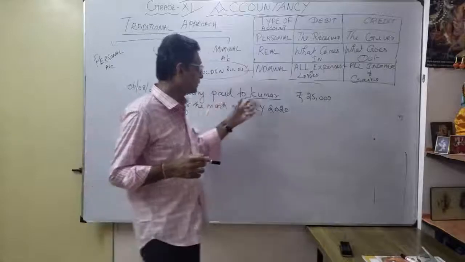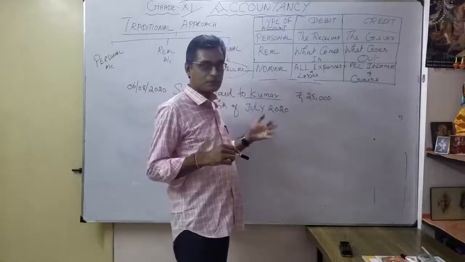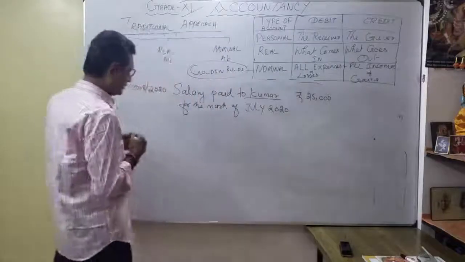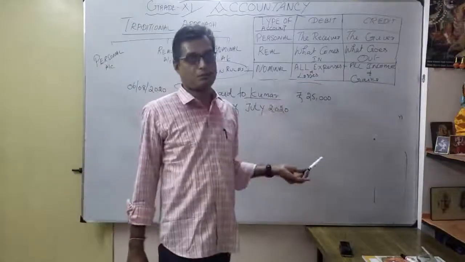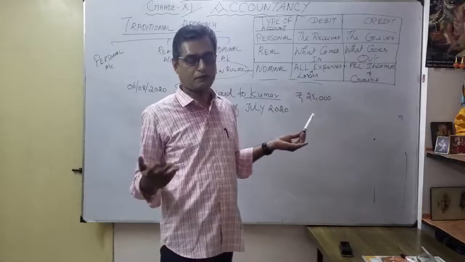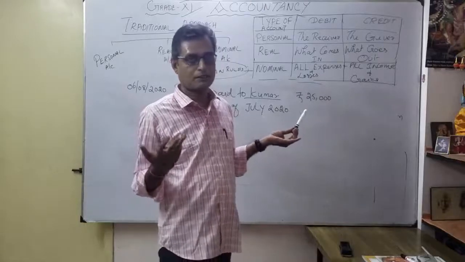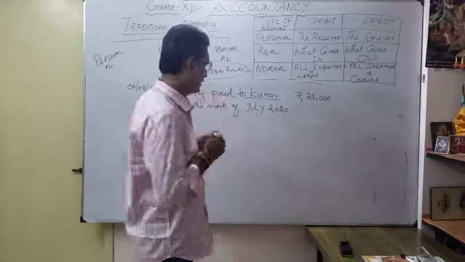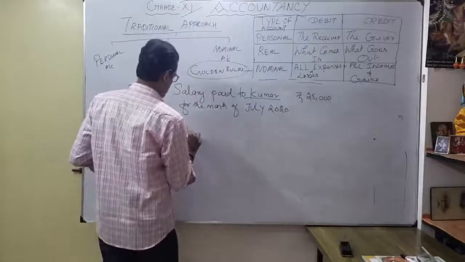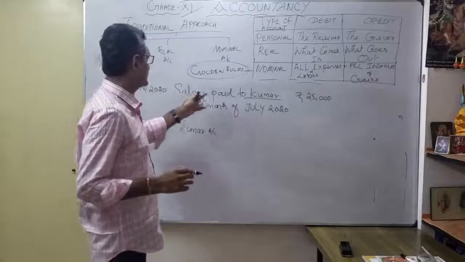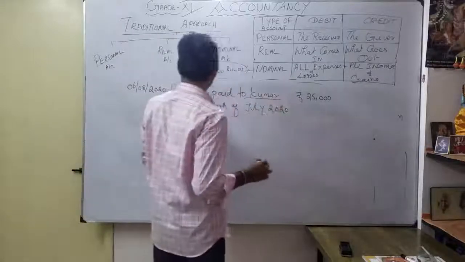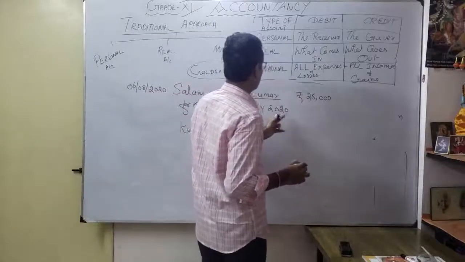As you know, paid to Kumar. So anyway, you say paid to Kumar, just to see the difference. Suppose I am putting Kumar here; Kumar is coming under personal account. So naturally, sir, we paid salary to Kumar only. So Kumar is a personal account. So debit the receiver. Okay, so Kumar account. One more line I have to write: salary paid to Kumar 25,000 for the month of July 2020.